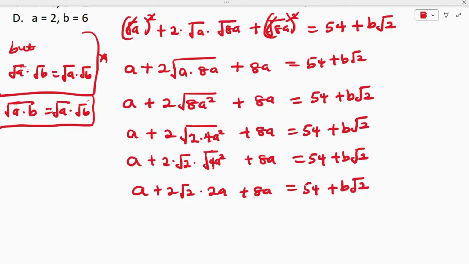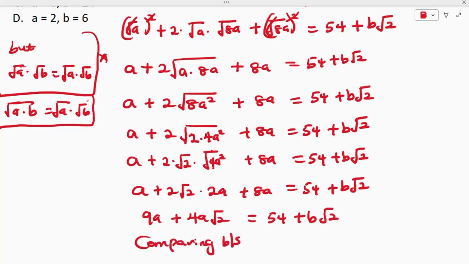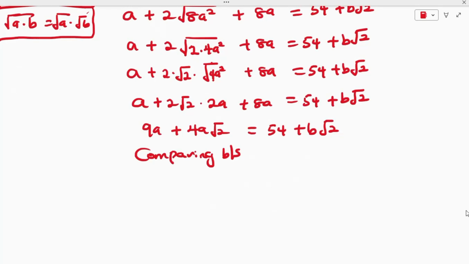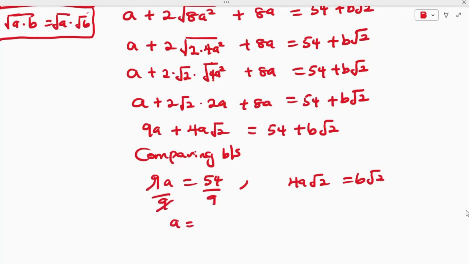So a plus 8a gives us 9a, plus 2 multiplied by 2a is 4a root 2, which equals 54 plus b root 2. On comparing both sides, we have 9a equals 54, and 4a root 2 equals b root 2. So divide both sides by 9, and we have a equals 54 divided by 9, which is 6.